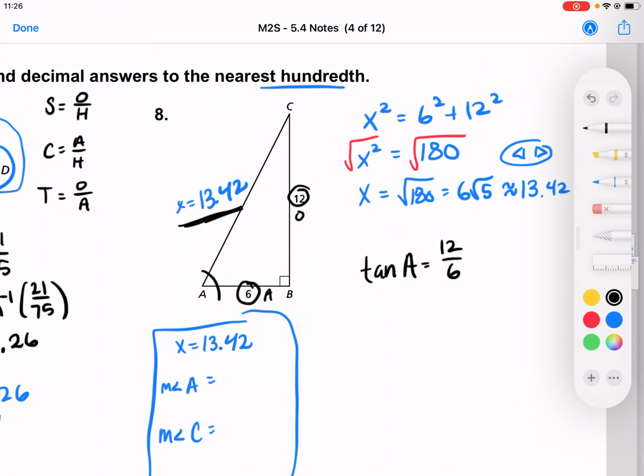So we're going to do the inverse. So A is equal to the tangent inverse of 12 over 6. 12 over 6 is 2. So I'm just going to go ahead and write that as 2. And then I'll type that in. So A is approximately 63.43 degrees.